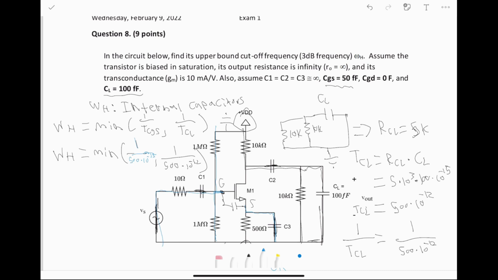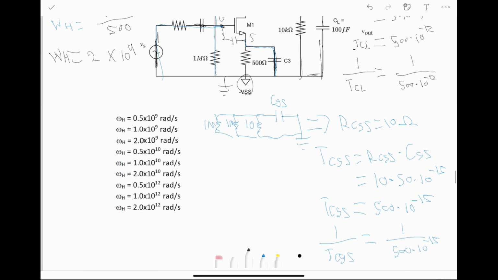We're looking for the minimum of these two values that we found, and we can see that this one is going to be smaller. So omega H is equal to 1 over 500 times 10 to the negative 12th, or 10 to the 12th over 500, which is also equal to 2 times 10 to the 9th. And that's our answer in radians per second. And it's right here. Oh, circle it better. It's right here.